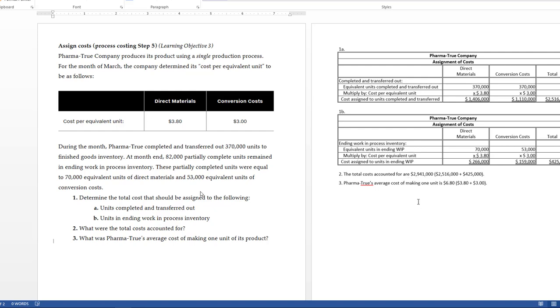$2,941,000. The final question is asking what is their average cost of making one unit of its product? Well, that is simply the total of its direct materials, direct labor, and manufacturing overhead costs, or in other words, your direct material and conversion costs. The total of that is, of course, $6.80.